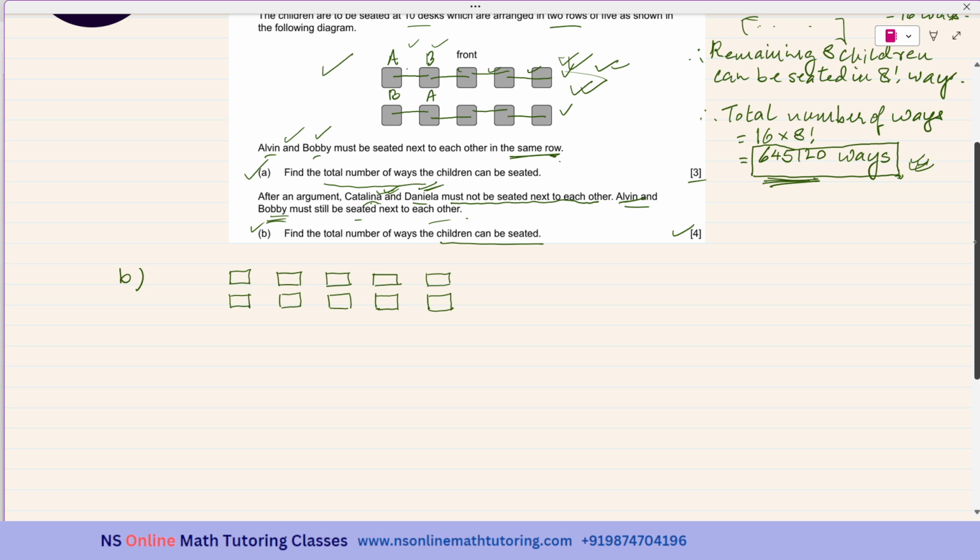So these are the 10 seats, and first of all, let us take this arrangement where the first 2 seats are occupied by Alvin and Bobby. Okay, so now I am finding the number of ways in which Catalina and Daniela can be placed together when Alvin and Bobby are seated next to each other.